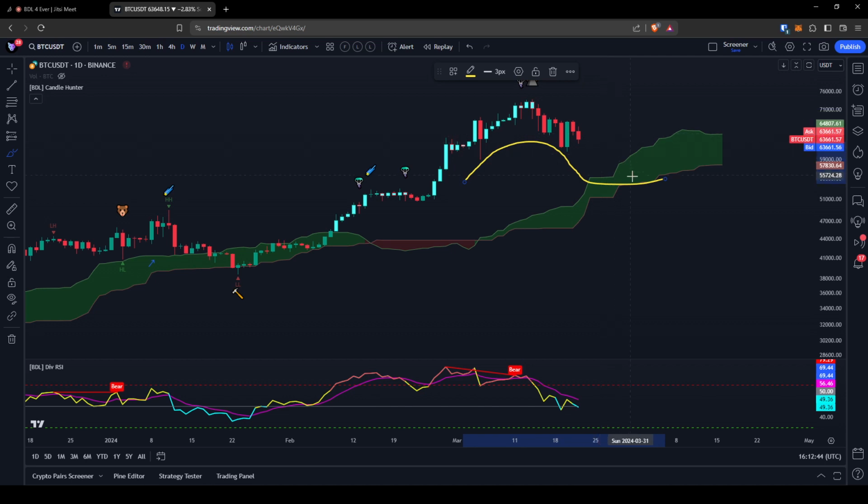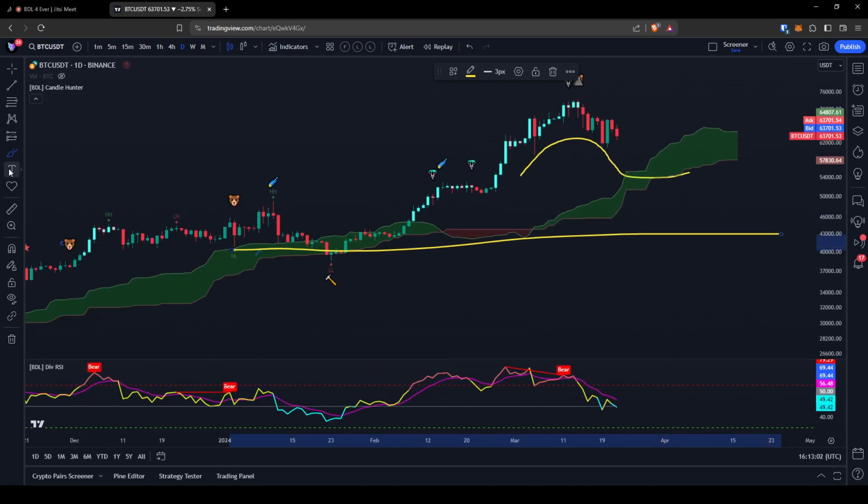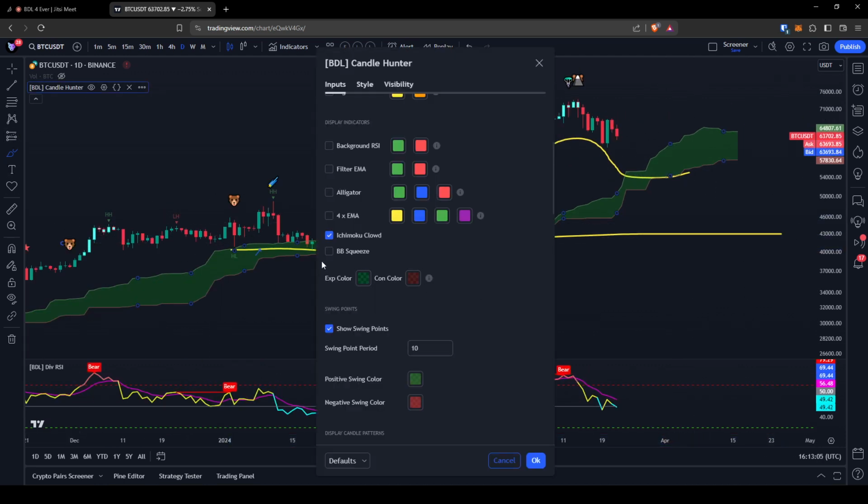If not, then you have to check where the next big support level could be. If we don't continue, then we'll probably be somewhere here. That depends on the new situation. Great. So that was the Ichimoku cloud.